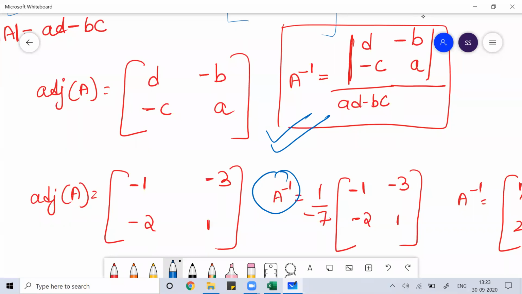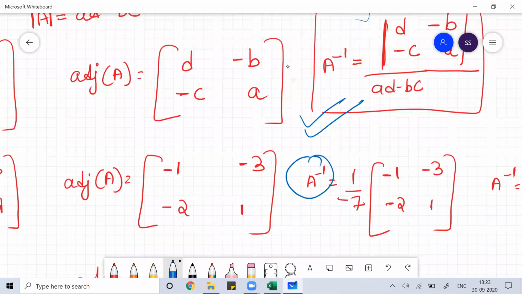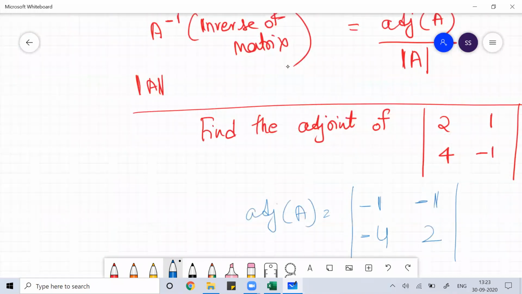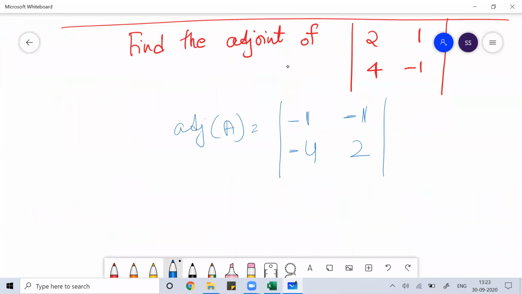Pawan, you understood? Okay, so we did 2 by 2 matrix. Let's do 3 by 3 matrix. Everyone do this.